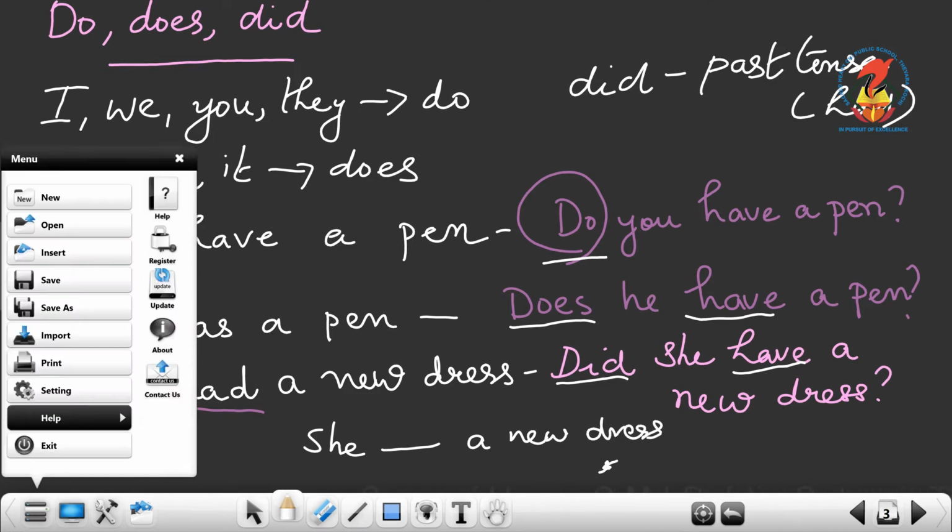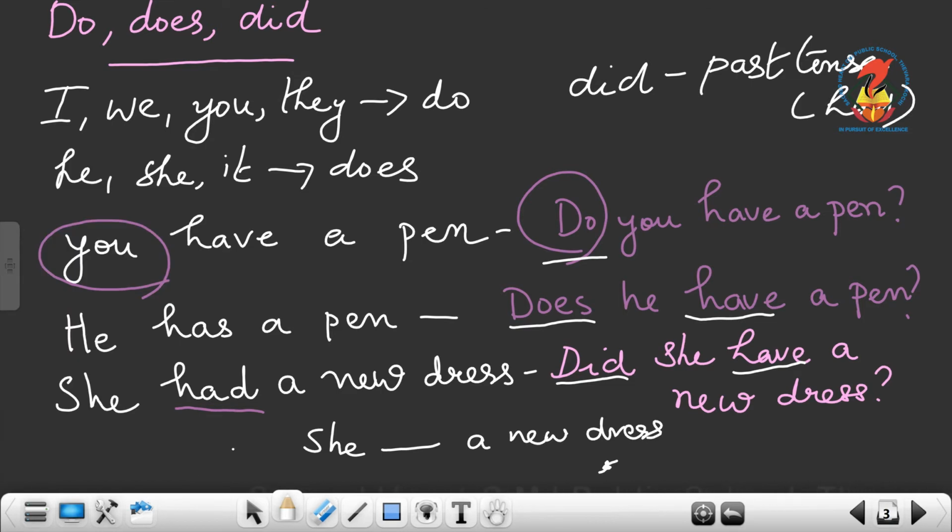Which one will you write? She dash a new dress. She have or has? She has a new dress.